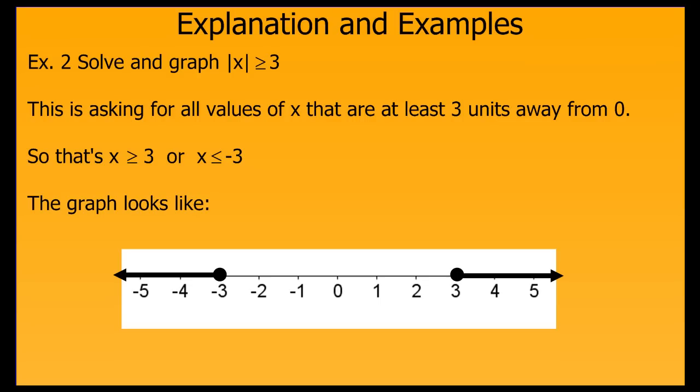The graph looks like this. Notice the closed circles on -3 and +3, indicating that those points are solutions. Then notice that our graph splits, with one shading going to the right of 3 and the other shading going to the left of -3. Any point in either shading is a solution of our inequality.